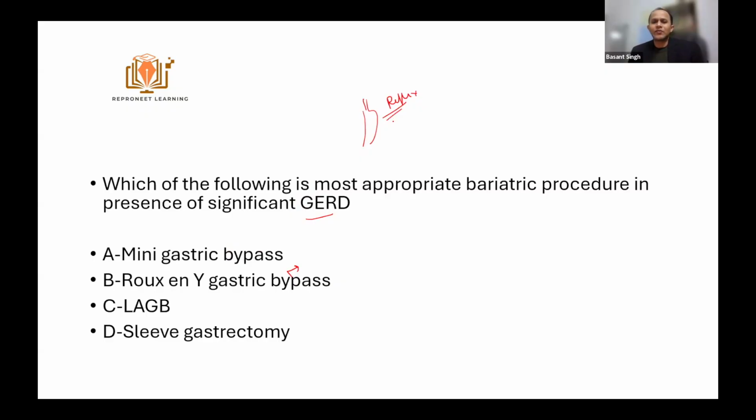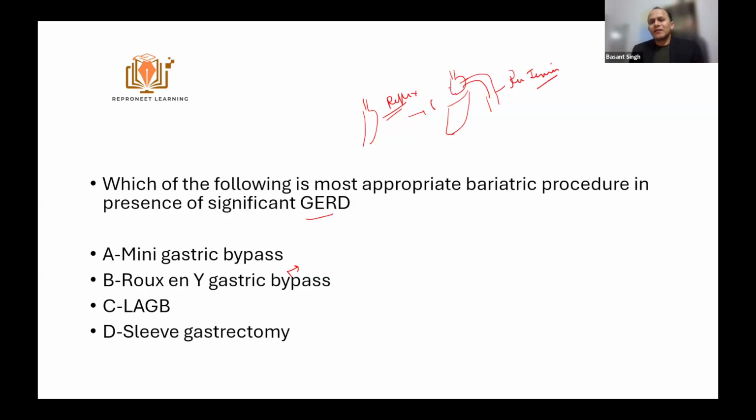So the best way to tackle patients with morbid obesity and GERD is to do a Roux-en-Y gastric bypass, because in this way you are isolating the stomach from the rest of the acid producing area. This is the majority of the acid producing area. Here you are transecting the stomach, you have a very small gastric pouch, and this is anastomosed with the jejunum, the Roux-en-Y loop of jejunum.